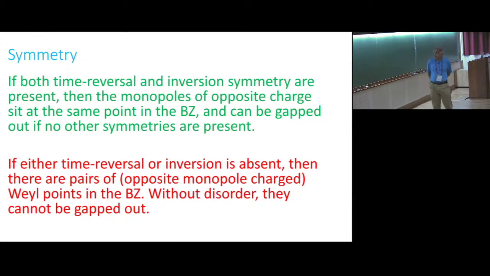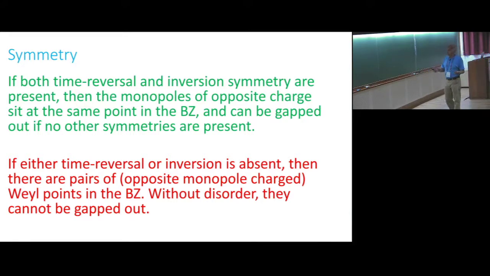So now let's talk a little bit about symmetries. If both time reversal and inversion are present simultaneously in the three-dimensional band structure, then you can show that plus and minus charged monopoles have to sit at the same point. If you have no other symmetries, then usually you can add terms to the Hamiltonian that can gap out this Dirac point. That'd be a Dirac point, and you can usually gap it out by adding mass terms, unless there are some other symmetries present.